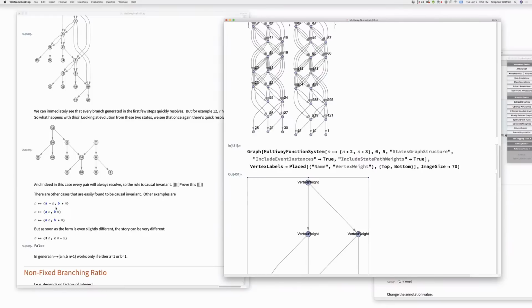I think the key is the Frobenius problem. Eventually, all numbers appear, and so you basically get a grid structure with n plus a, n plus b, and the wrap grid structure is based on the larger of the two values.